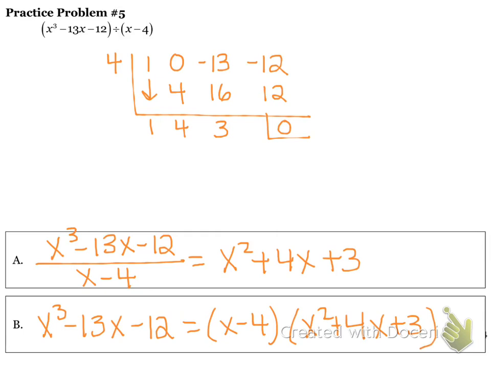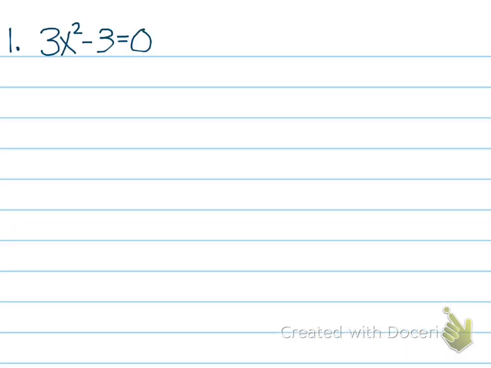Okay, so now we're going to go onto the back and review factoring. Okay, so the way we factor number 1 is by pulling out a GCF. Our greatest common factor is 3. So that comes out in front, and we're left with x squared minus 1. But we're not finished because x squared minus 1 is the difference of 2 squares. So we have 3 times x plus 1 and x minus 1.